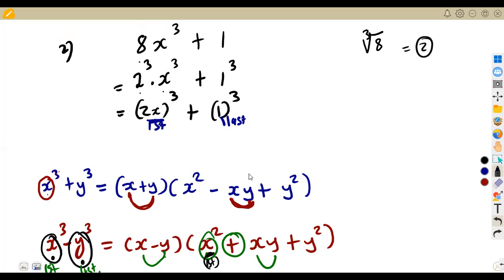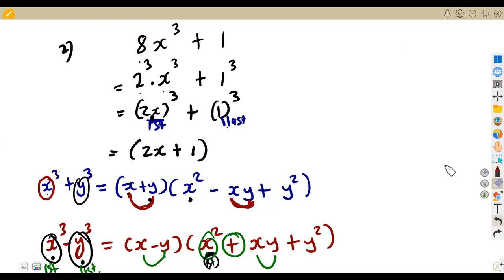So as we saw from our formula, if it is an addition like this, we are going to have the first term plus the last term, right? Like we have here, first term and last term. So it's going to be the first term, which is 2x, plus the last term, which is 1. But in this bracket, we're going to have the first squared, which is the first term squared. That is 2x raised to the exponent of 2. This is your first term, so you're going to square that first term to the exponent of 2.